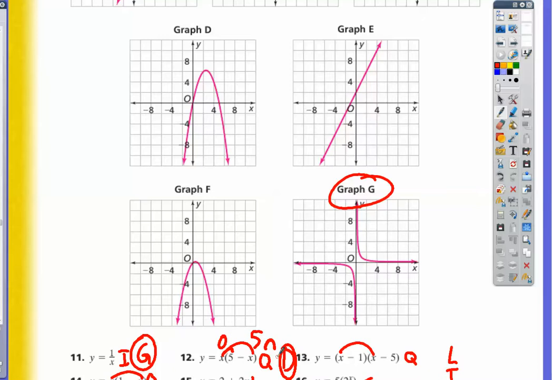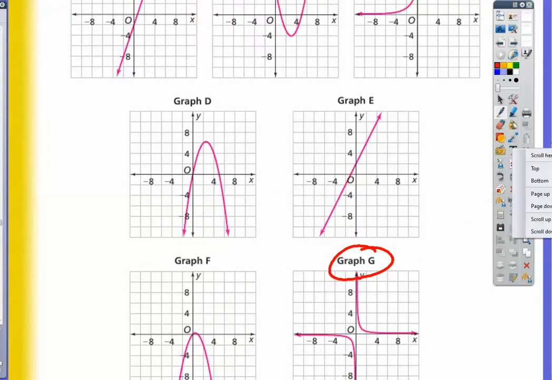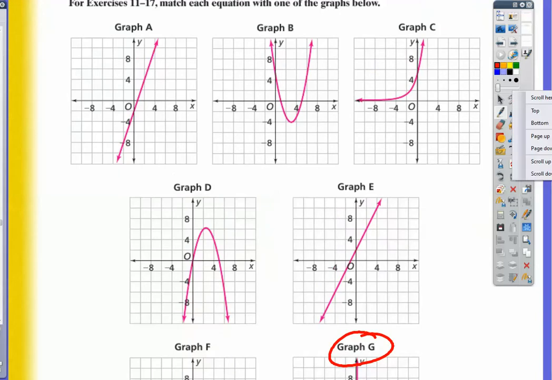For 13, I have a quadratic again, and it's going to open up because x times x is positive x squared, and my intercepts are going to be 1 and 5. Well, it matches B. 1 and 5.